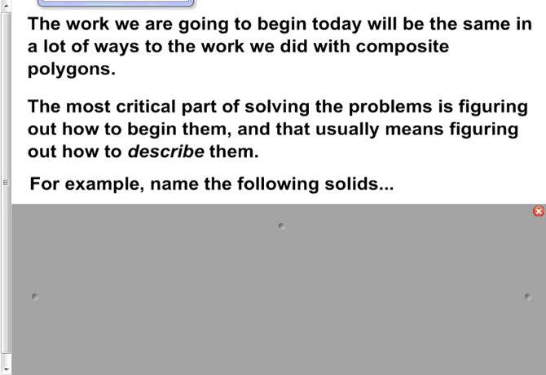Okay, so the work we're going to begin today will be the same in a lot of ways to the work we did with composite solids or composite polygons. The key to it and the secret to it is you have to be able to verbalize what it is that you're looking at. You have to be able to come up with a description of this new shape using vocabulary that encompasses other shapes that we are more familiar with. So the most critical part of solving the problems is figuring out how to begin them, and that usually means figuring out how to describe them.